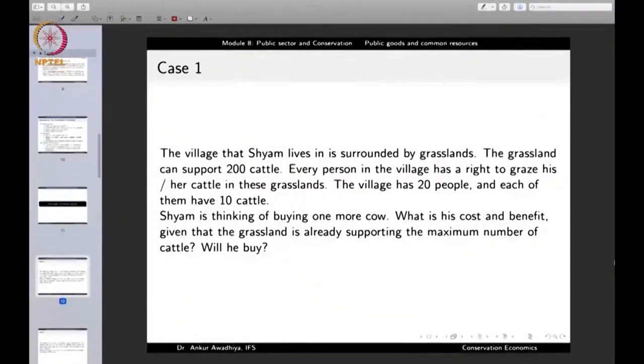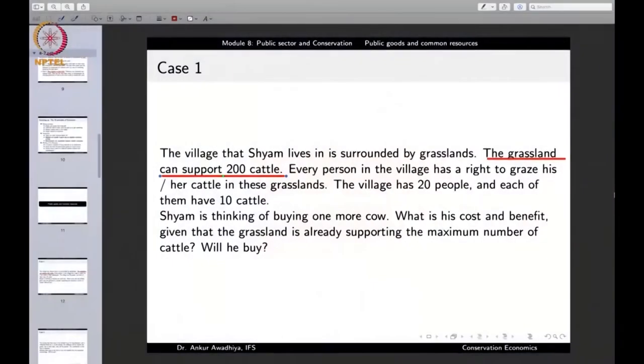The village has 20 people, each of them has 10 cattle, which means that the total number of cattle is 200 and the grassland can support 200 cattle. So basically the grassland can support 200 cattle and there are already 200 cattle in the village. And Shyam is thinking of buying one more cow. What is his cost and benefit given that the grassland is already supporting the maximum number of cattle, and will he buy?